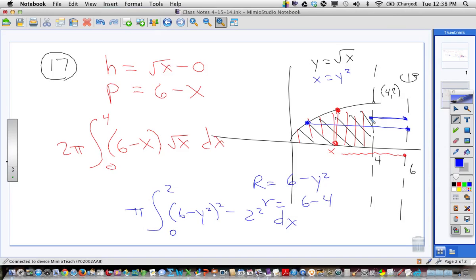I would suggest to you on the homework, even when it says you have to do it by shell, do it both ways for practice. Okay? You type that in. That should be a dy, by the way, down there. Sorry. But you type this in, those two better come out the same.